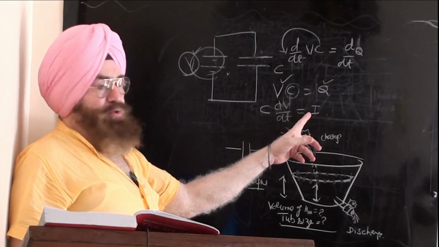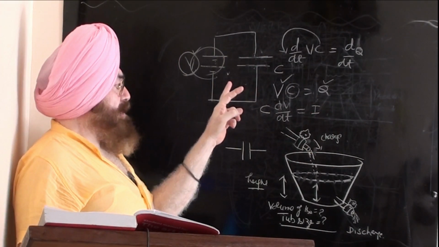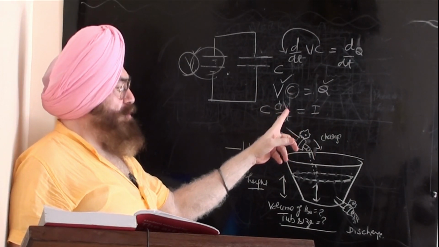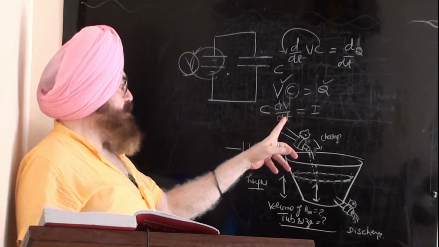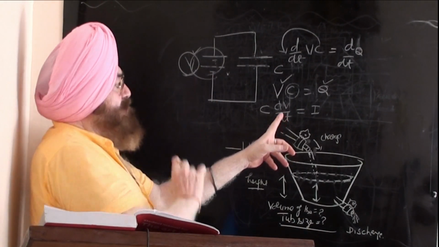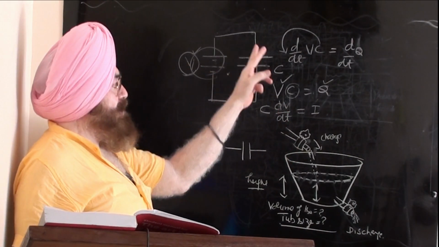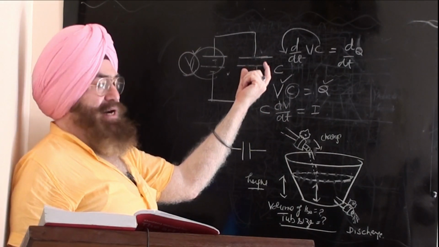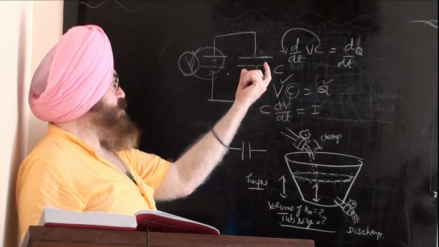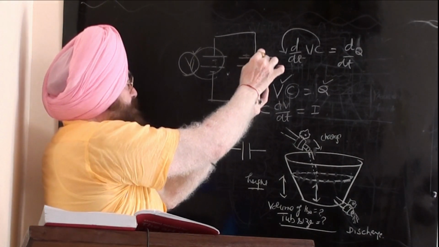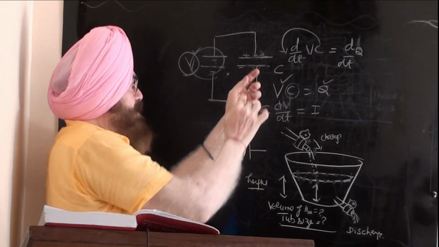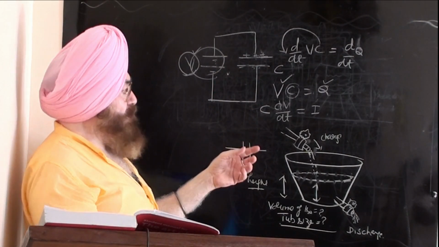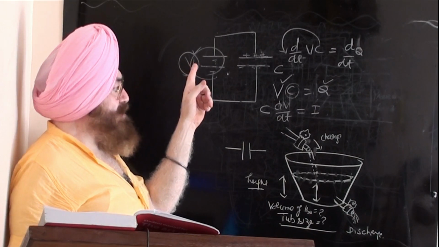This expression shows that in the circuit the current will flow only when the voltage changes with time. If the voltage is constant, there will be no current. It will store the charge. Charge will be there on the plates, but the current is not flowing. And the current flows if the voltage changes.